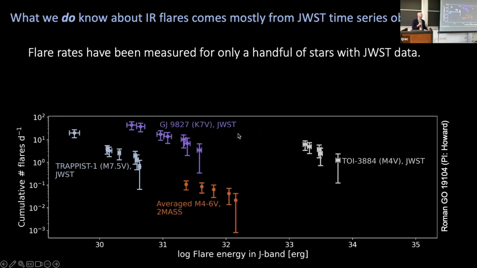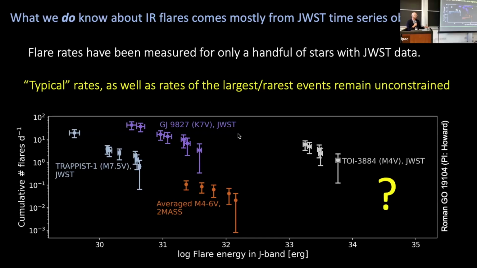In addition to specific flares and their properties, we've also learned some things about flare rates from JWST. We've measured flare rates for a handful of stars. Again, TRAPPIST-1, so a late ultra-cool dwarf, all the way through earlier stars such as GJ 9827, which is a K dwarf. But the problem is that JWST doesn't observe for very long amounts of time and large numbers of stars. And so what this means is we don't know what typical flare rates are as functions of stellar mass or age, and we don't even know how often the largest flares from the stars that we have measured flare rates for occur. And so there's this large gap in parameter space. And so we need to fill that in.